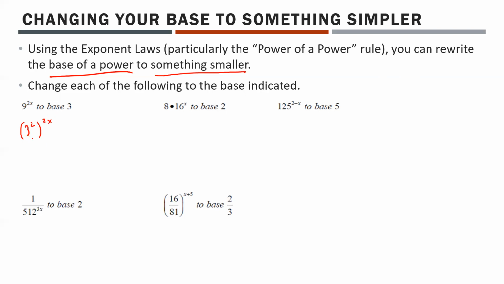Now this ultimately has a base of 3, but we can go further than this. 3 to the power of 2 to the power of 2x, that's the power of a power, so just multiply those together. That's going to be 3 to the power of 4x. And that would work a little bit better. It's the same thing as this, just with a base of 3.